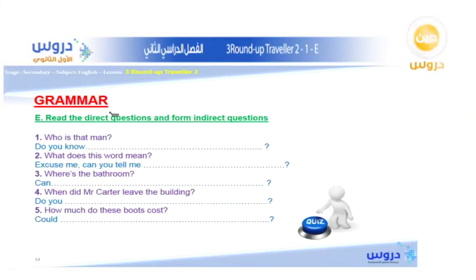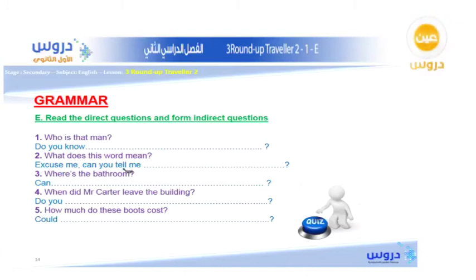Okay, wonderful. Now my students, go with grammar E: read the direct questions and form indirect questions. So here we have direct questions, and you have to make them indirect questions. First one: who is that man? Do you know... Okay, so you can write from this question and complete the indirect question. Number 2: what does this word mean?